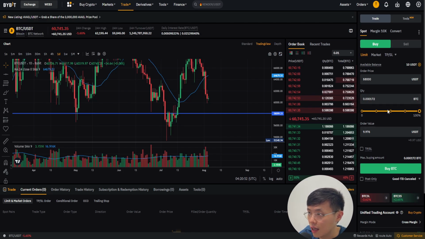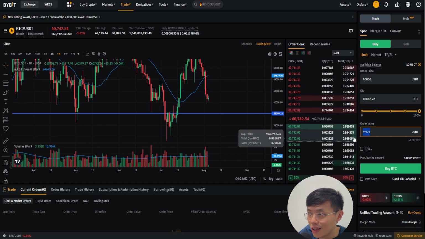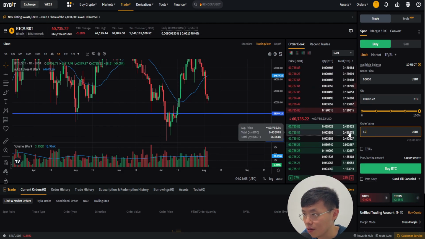You can either type in the quantity of BTC that you want to buy or type in the USDT that you have. I suggest you guys just use USDT because you don't really know how much your USDT converts to in BTC. So let's say I want to buy 10. So this is the 10, since I have the balance of 10.